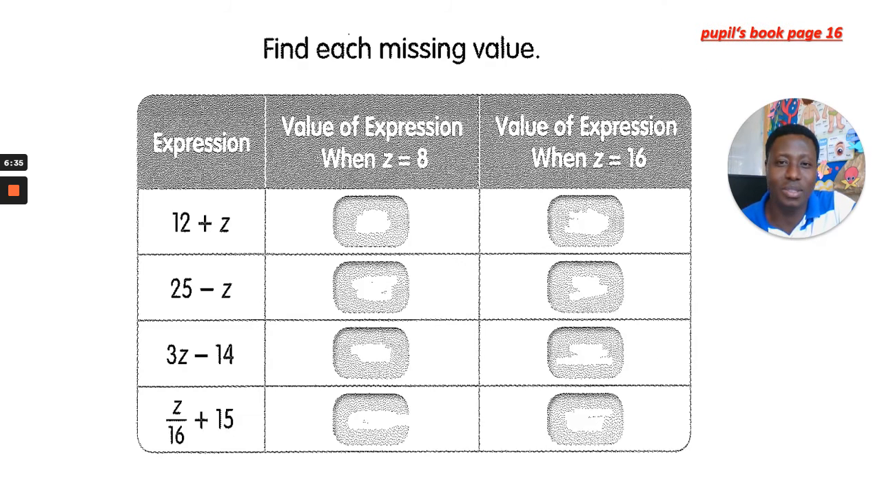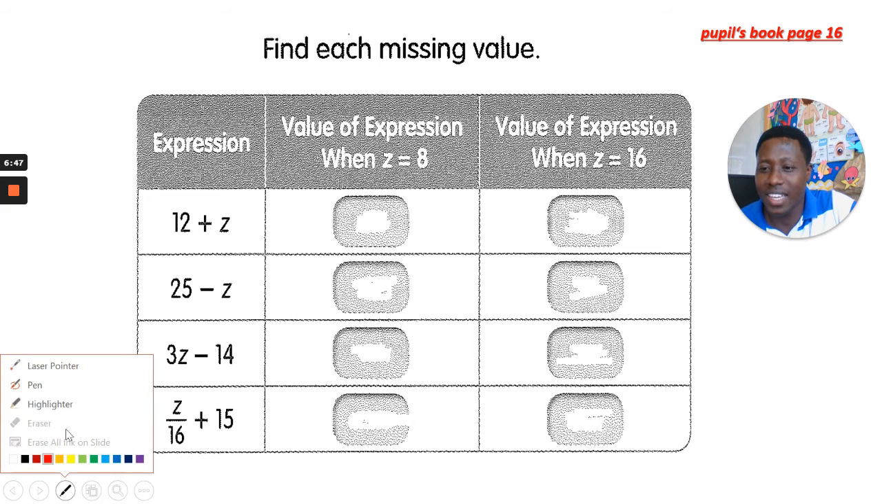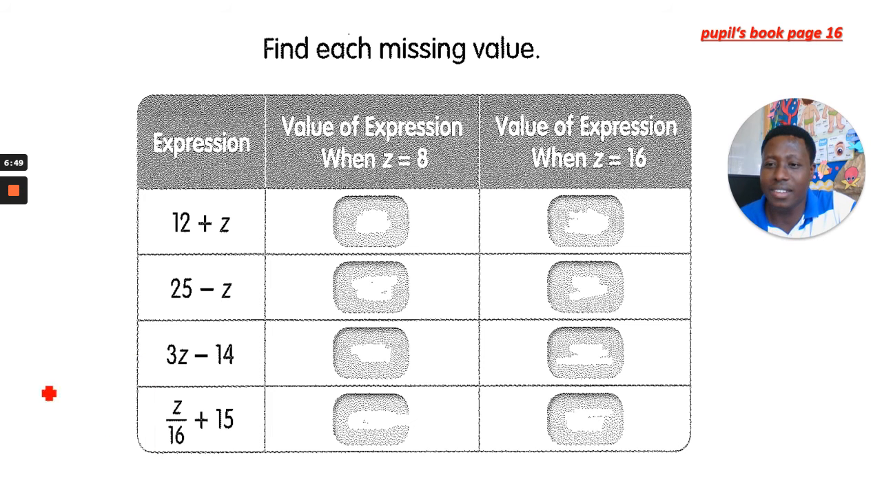But look at this table and see if you can put in real values. Here, you have 2 values for z in each column. In the first column, z is 8. In the second column, z is 16.